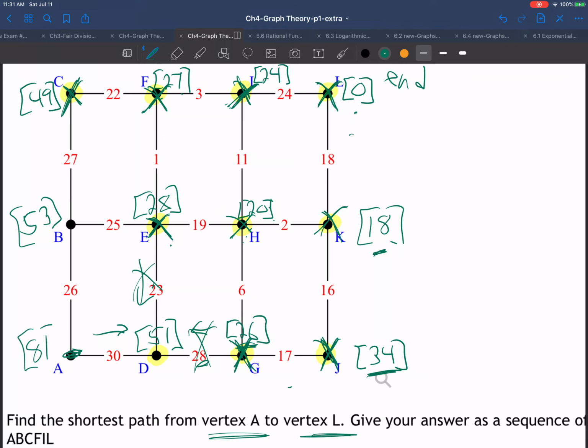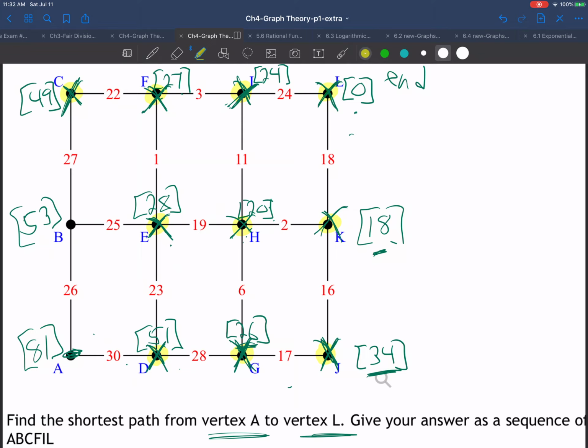There's 81, right? Because if D is 51 from the end and A is 30 from D, then 30 add 51, 81. That puts A at 81 from the end. So we've looked at every road coming into D. So we can get rid of that. That point is done. All right, we're almost there.